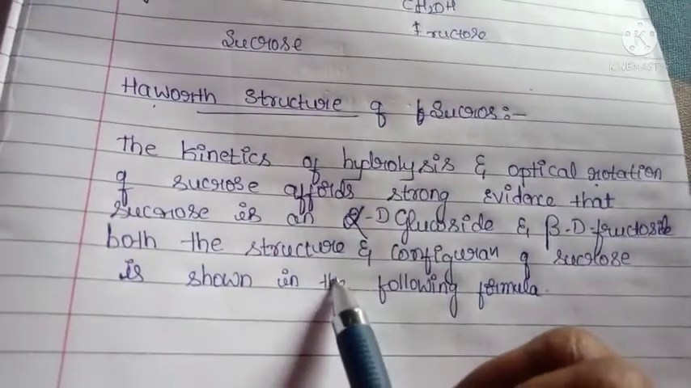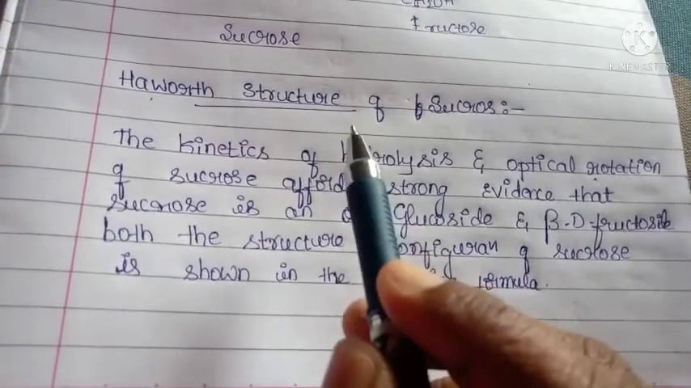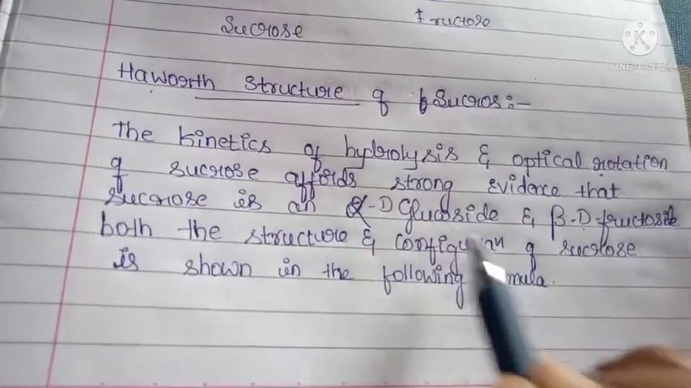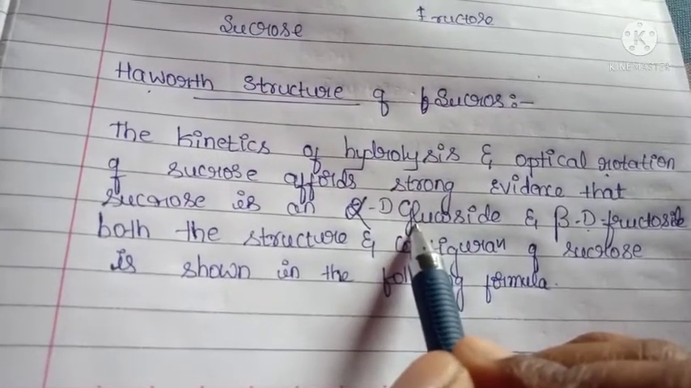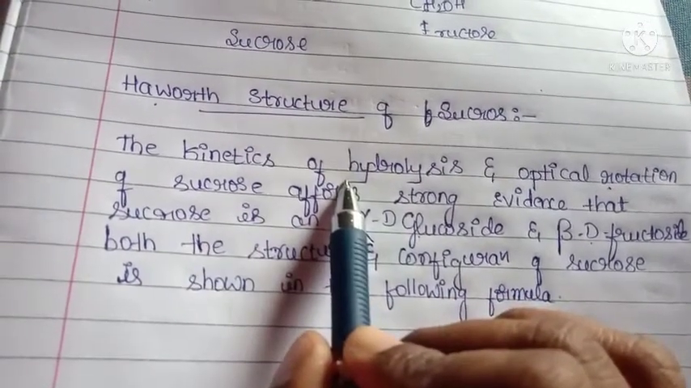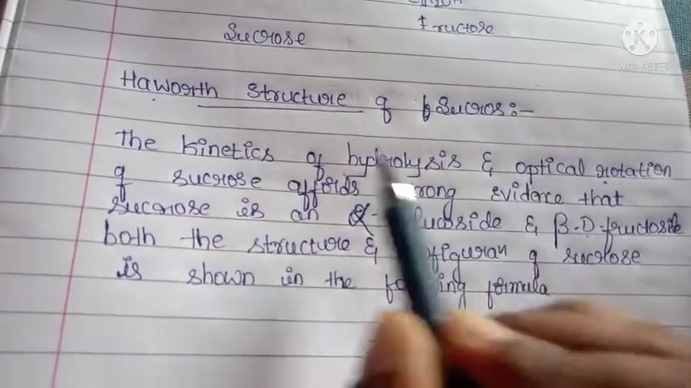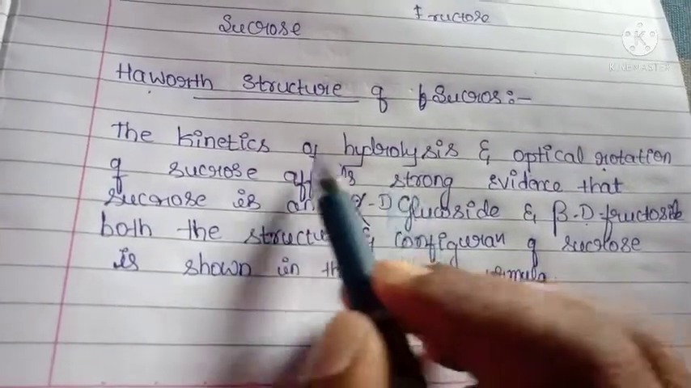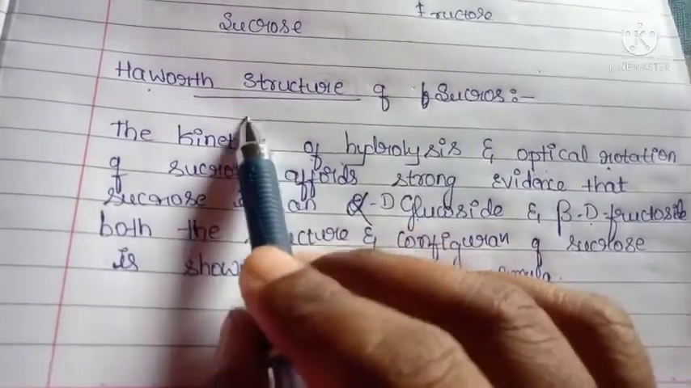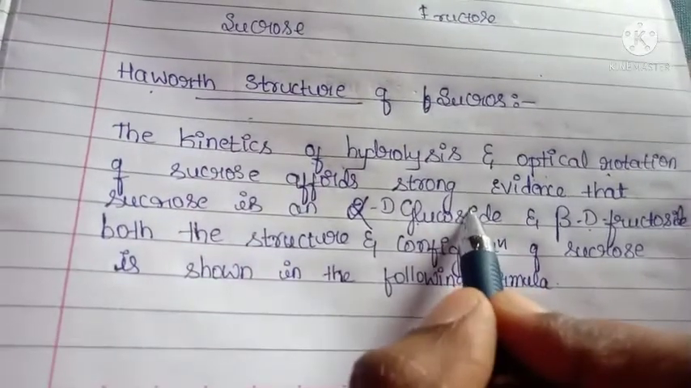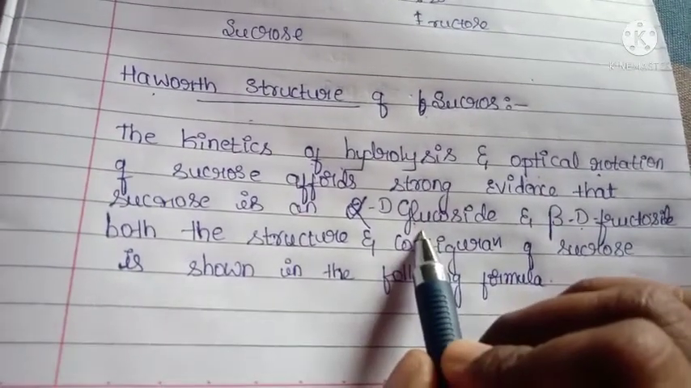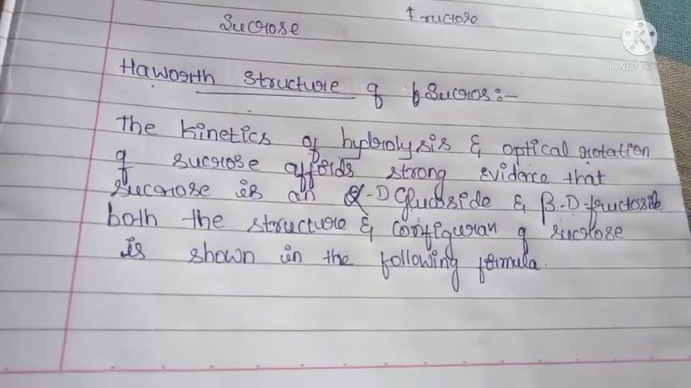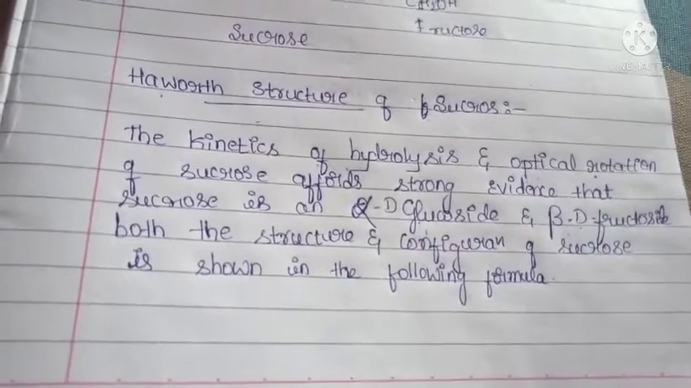The optical rotation, you know that it is either on the right side or on the left side, whatever it may be. Here both are D, it means the rotation will take place to the right side. The kinetics of hydrolysis and the optical rotation, both these two conditions afford strong evidence that sucrose has a Haworth structure. It gives strong evidence of an alpha D glucoside and beta D fructoside. Both the structure and configuration should be shown here.